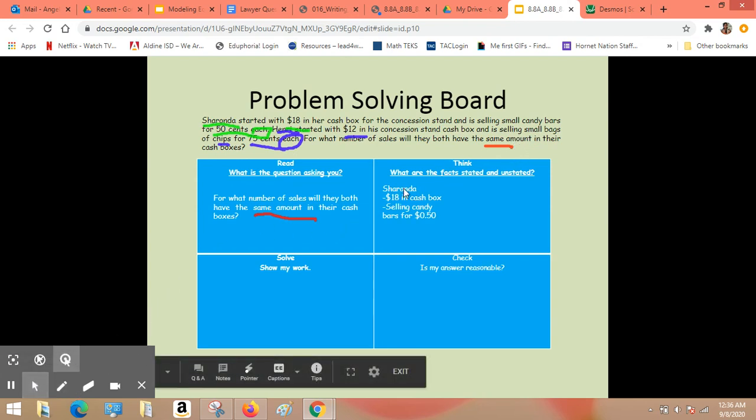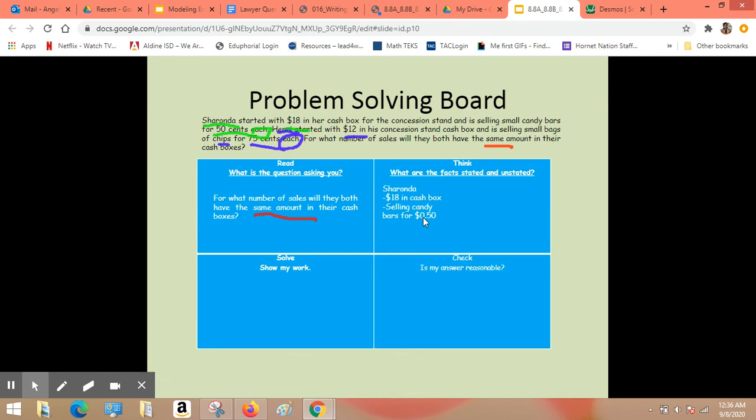Okie dokie, so Sharonda started with $18 and she's selling candy bars for 50 cents each. Do we know how many bars she's selling yet? No. So we're going to have to replace my variable with the number that we don't know. Sorry, I don't know why I said fact.